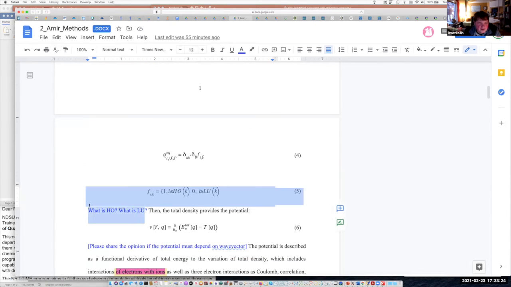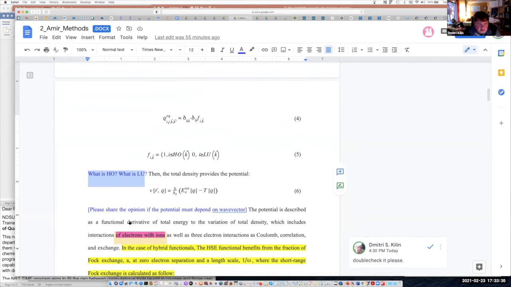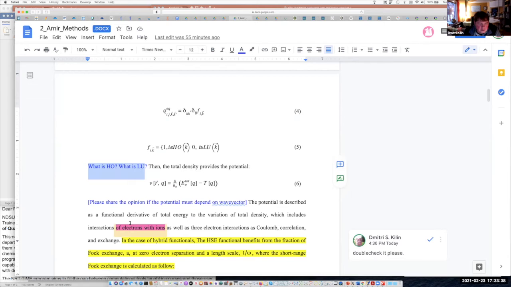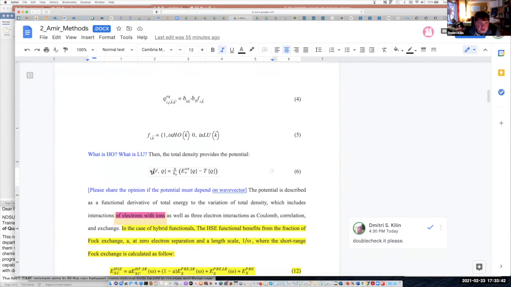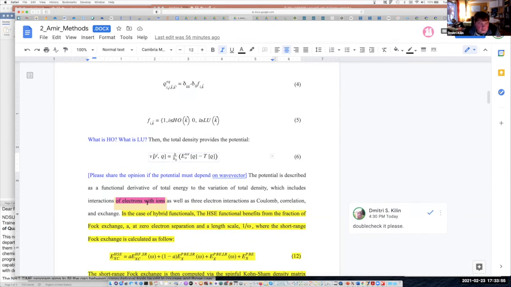HOMO and LUMO were not defined and used. Maybe you plan to define them in the introduction, but just in case, try to define them here. Sure. Again, double check if this potential should have index k, if it should depend on k or not. I'm not 100% sure, but I would check. I will do it.